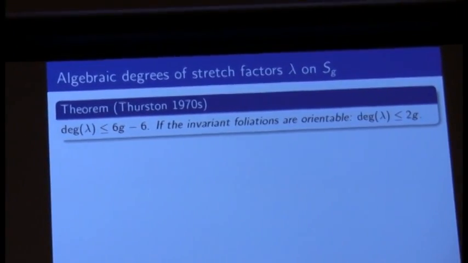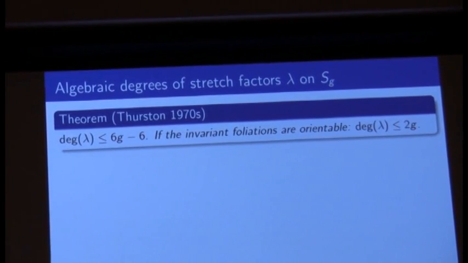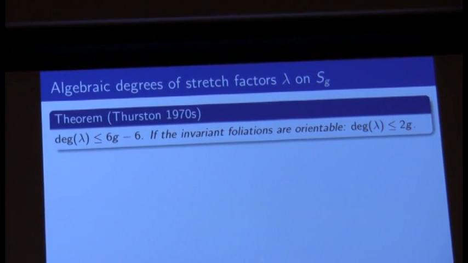Another way of studying the complexity of stretch factors is by their algebraic degrees. So Thurston showed that on S_g, every pseudo-Anosov stretch factor has degree at most 6g minus 6. And if the invariant foliations are orientable, whatever that means, then we have a lower bound 2g.